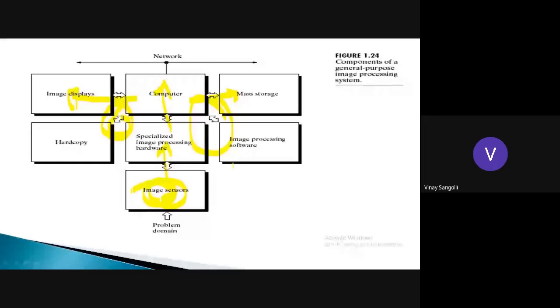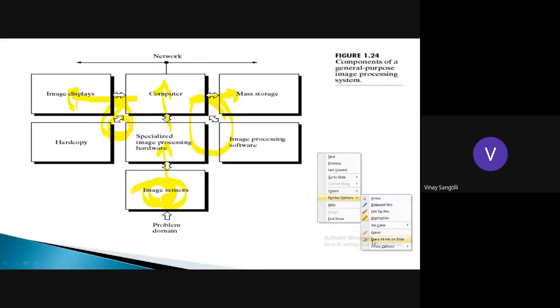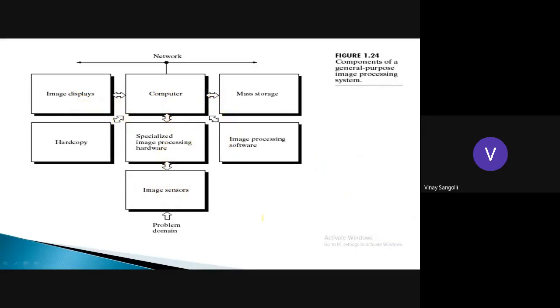Okay, so this is again important, friends. That is how you do your image processing, that is what all is required. So first we'll start with your image sensors.